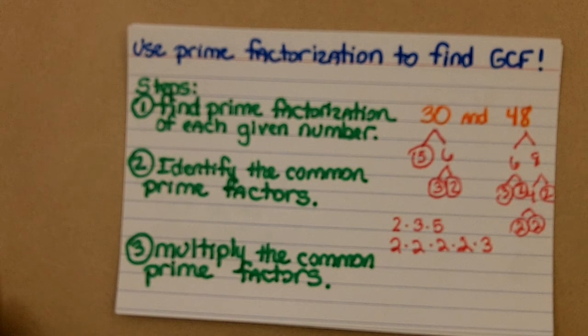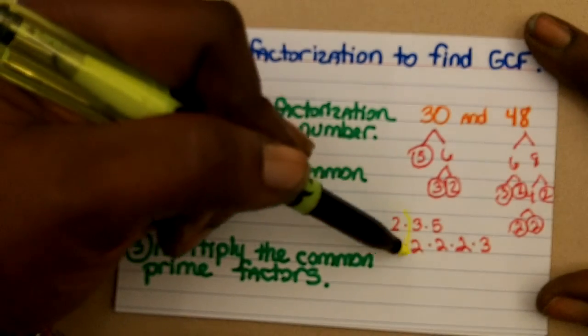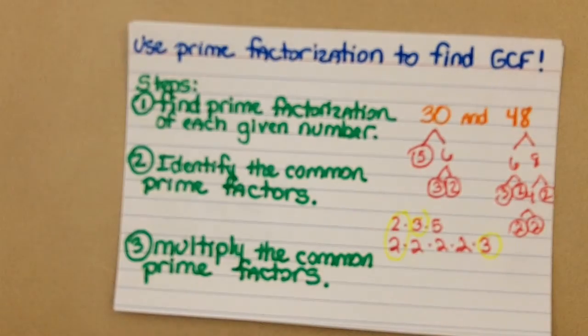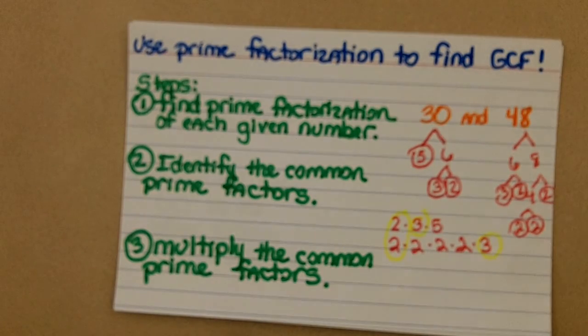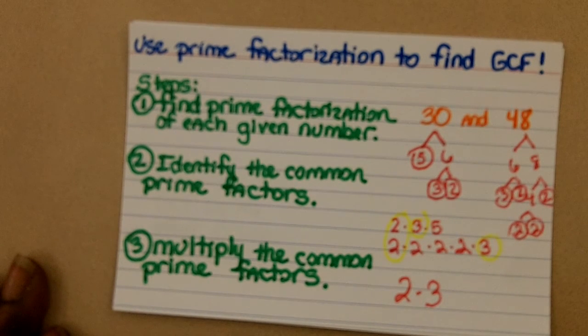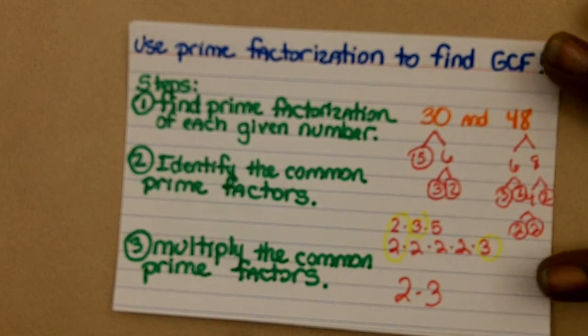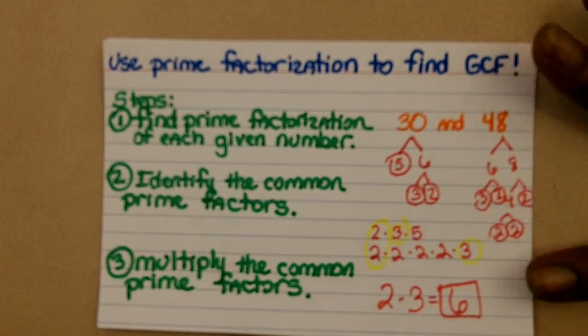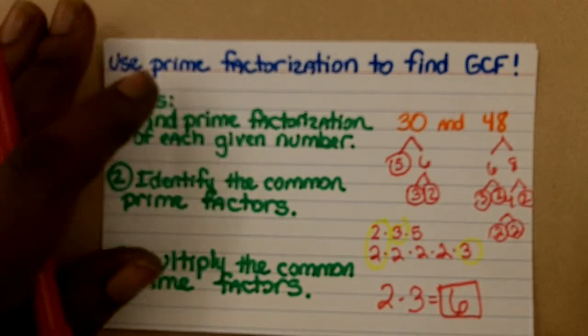Next step is to identify the common factors, meaning you're going to look at both prime factorizations and identify what they have in common. Well, I see 2, and I also see 3 in both prime factorizations. So what they have in common is the prime factor of 2 and the prime factor of 3. Last step is to multiply those common prime factors. And we all know that 2 times 3 is 6. Therefore, 6 would be considered the GCF of 30 and 48.